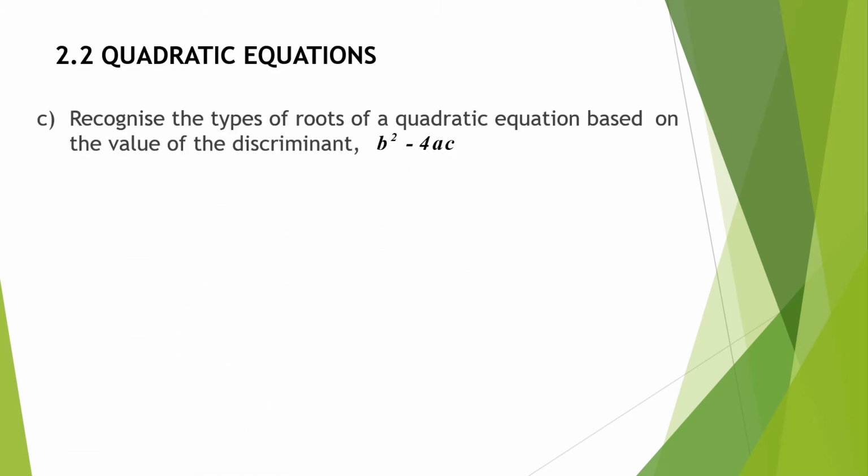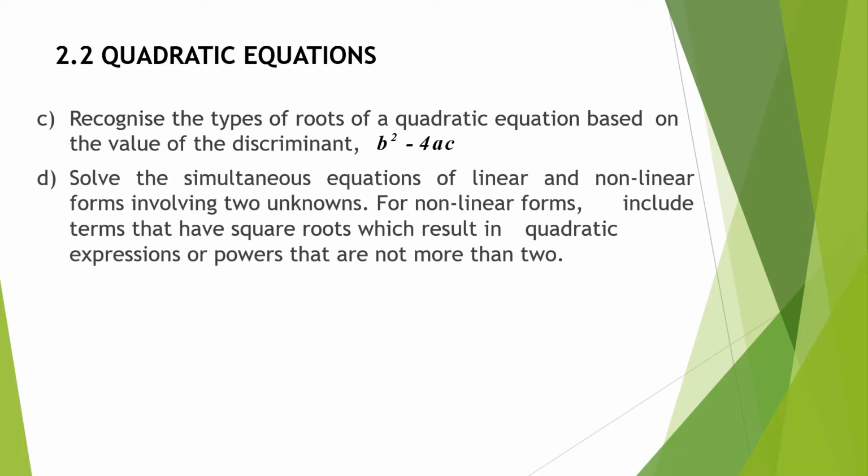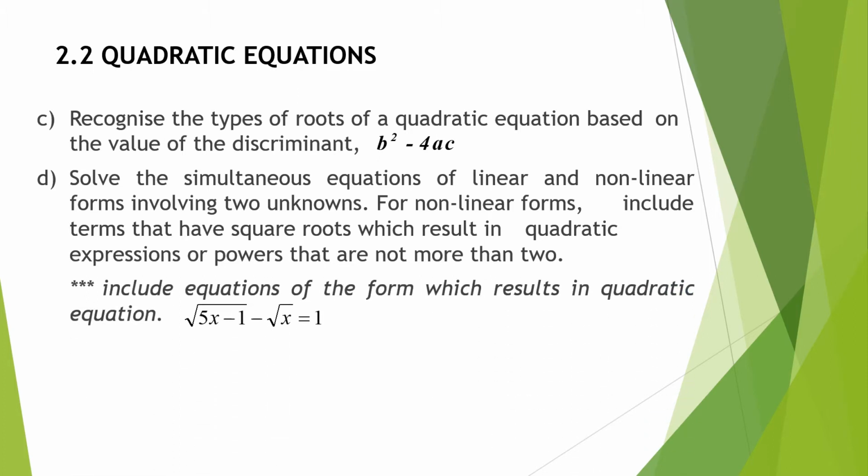In this subtopic, you will learn to recognize the types of roots of quadratic equation based on the value of the discriminant b squared minus 4ac. You will also learn to solve the simultaneous equation of linear and nonlinear forms involving two unknowns. Nonlinear forms include terms that have square root which result in quadratic expression or powers that are not more than 2.